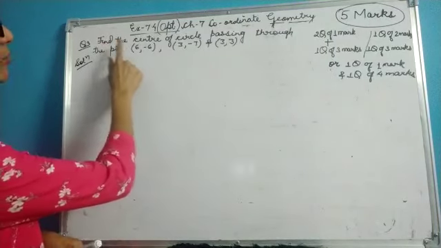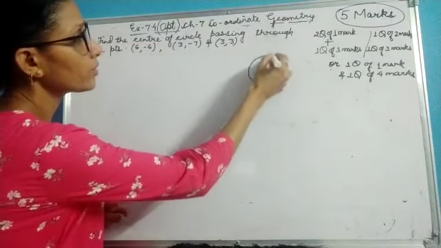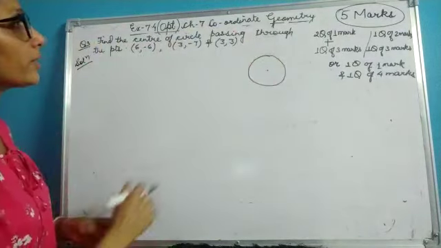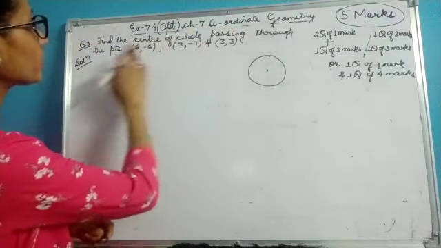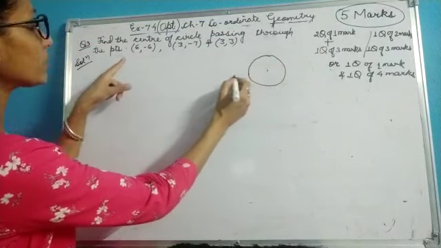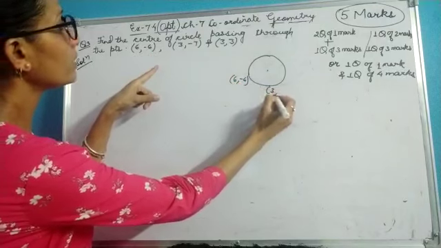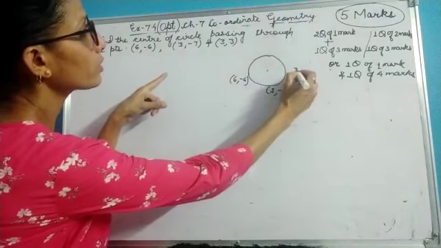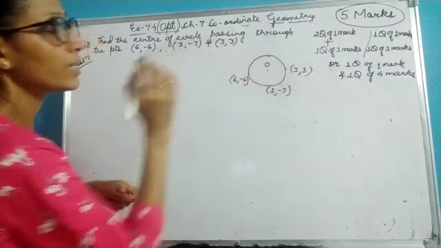Here it is given, find the center of circle. That means a circle is given and you need to find out the center. Find the center of circle passing through the points this and this. That means this circle is passing through three different points. Say these are my three different points. I have marked on the circumference and this is my center O.